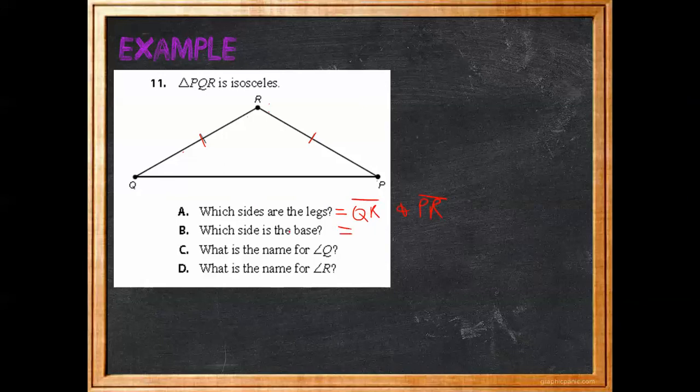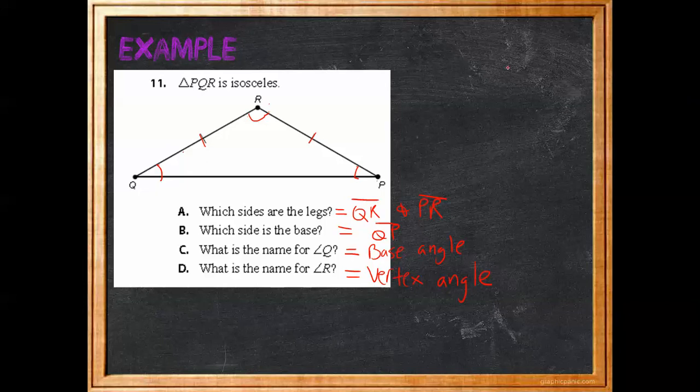The side that's the base is the one that's not the legs. So that would be side QP. Angle Q and angle P are the angles that are on the base. So angle Q is the base angle. And then angle R is the one in between the two sides, and it's the top of the triangle. So it's the vertex angle.